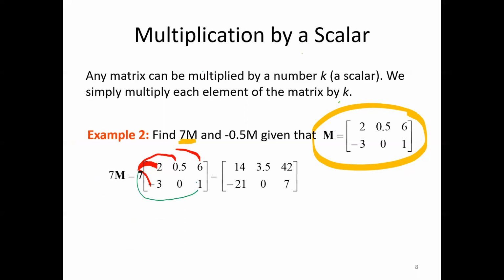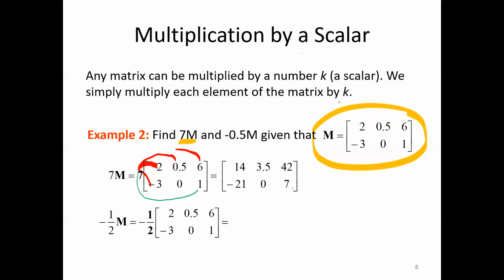Right. So this is going to be 7 times 2 is 14, 7 times half means 7 divided by 2, which is 3.5. 7 times 6 is 42. 7 times minus 3 is minus 21. And 7 times 0 is 0. 7 times 1 is 7. So that's the answer.